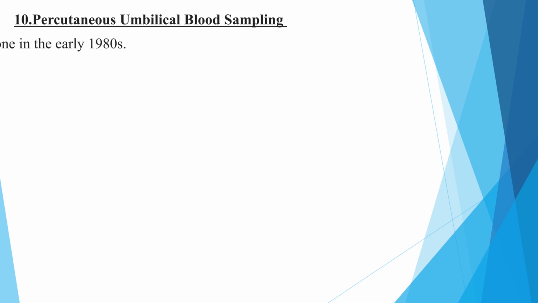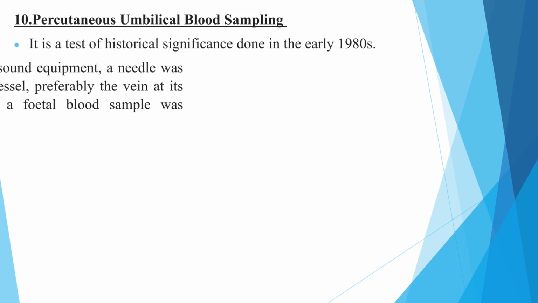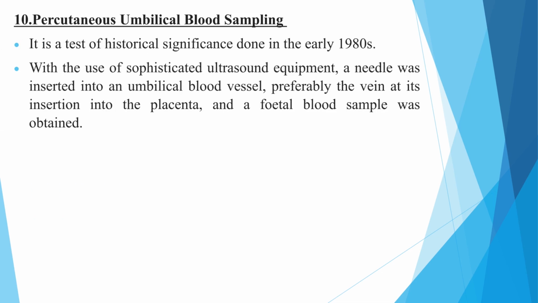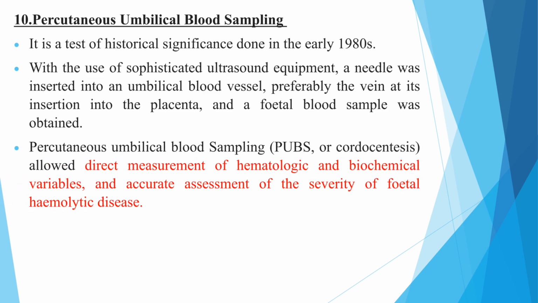10. Percutaneous umbilical blood sampling. It is a test of historical significance done in the early 1980s. With the use of sophisticated ultrasound equipment, a needle was inserted into an umbilical blood vessel, preferably the vein at its insertion into the placenta, and a fetal blood sample was obtained.